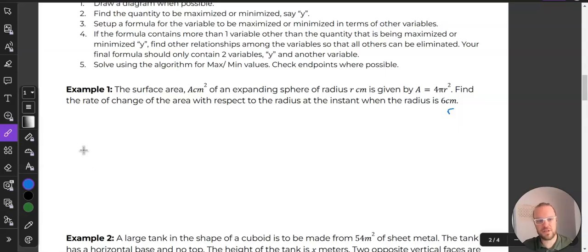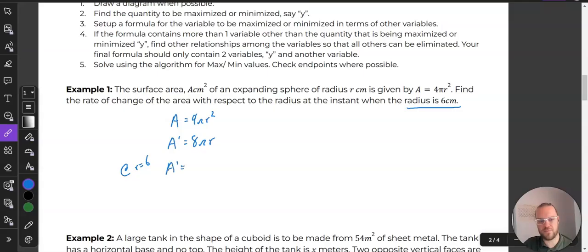So if we look at this first one, the surface area, A centimeters squared, of an expanding sphere of radius r centimeters, is given by this formula. And so then what we need to do is find the rate of change for the area with respect to the radius. So in other words, we need to find dA/dr. Okay. So if we start with our formula here, then we would take the derivative, which will give us 8 pi r, because we're just taking the derivative with respect to r there. And then we want to do it specifically at r equals 6, because we want to do it at the instant that the radius is 6 centimeters.